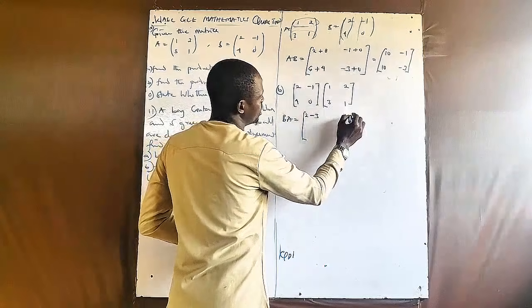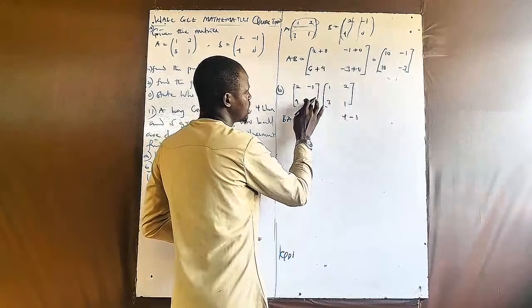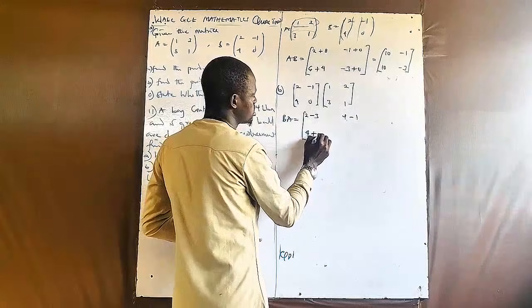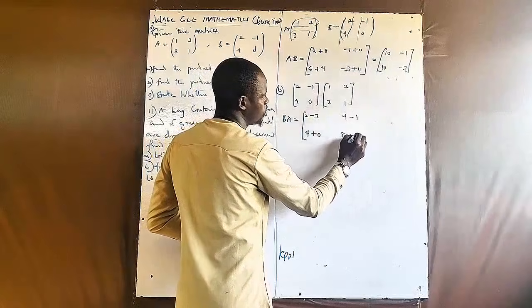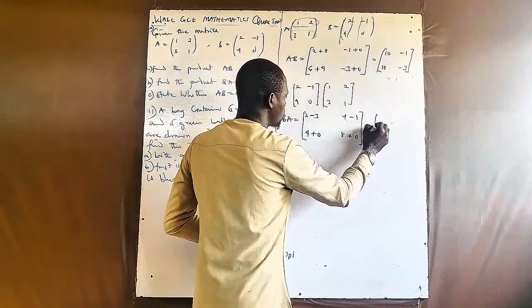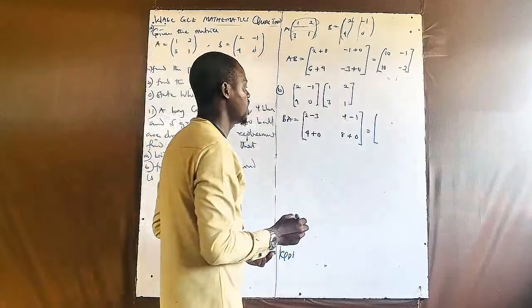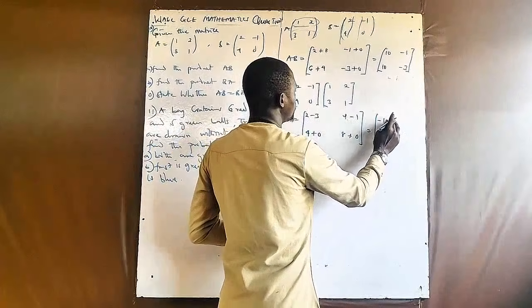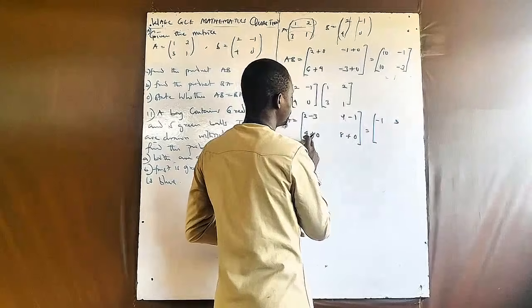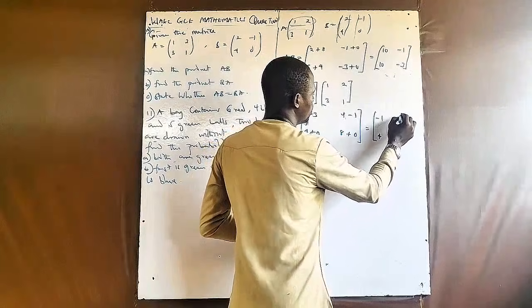Minus 1 times 1, that will be minus 1. Now, 4 times 1, I have 4. 0 times 3, I have plus 0. 4 times 2, I have 8. 0 times 1, I have plus 0. Which is going to give me 2 minus 3, I'll be having minus 1. 4 minus 1, I'll be having 3. 4 plus 0, I'll be having 4. 8 plus 0, I'll be having 8.